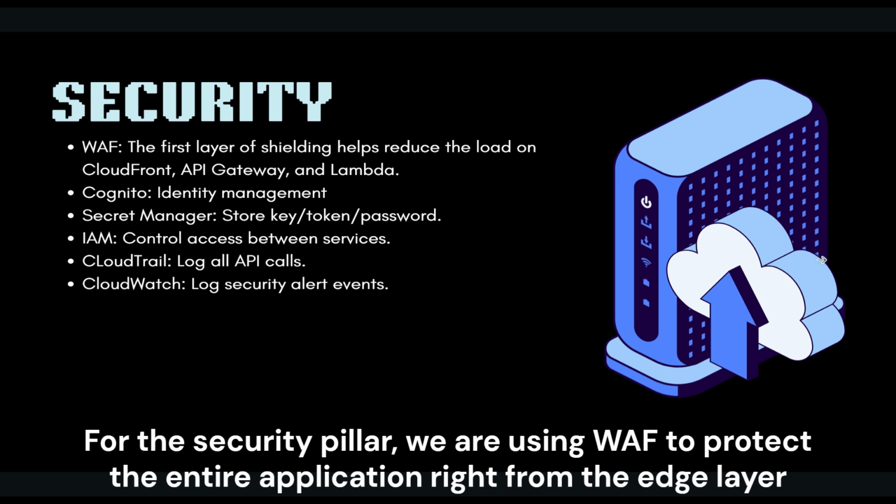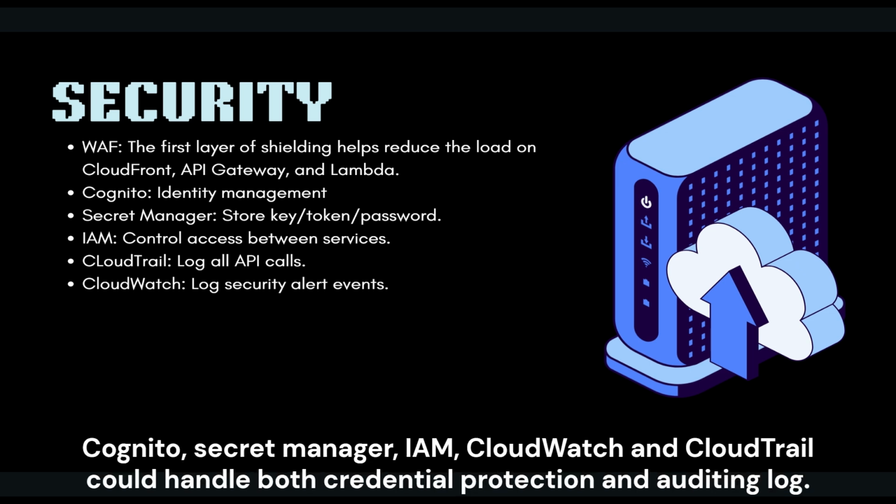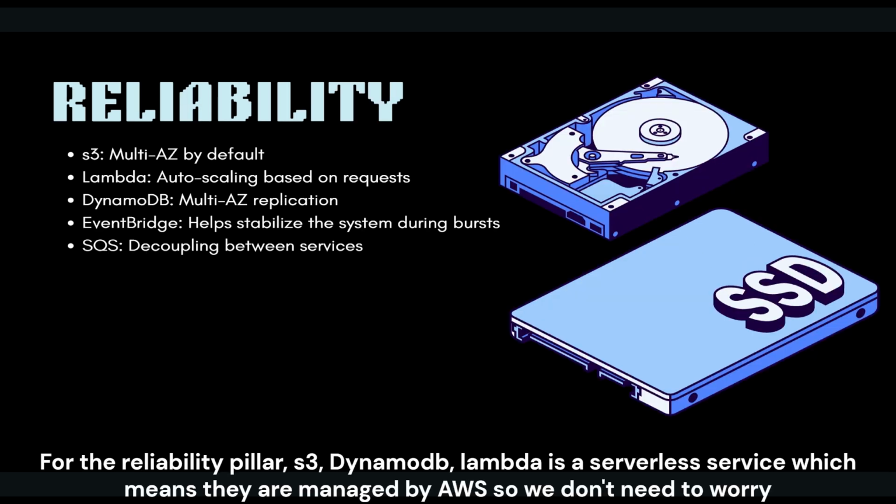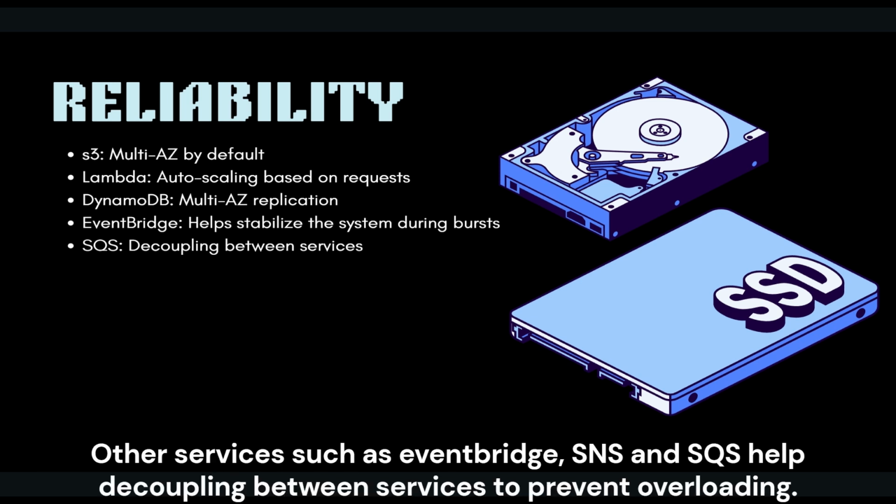For the security pillar, we are using WAF to protect the entire application right on the edge layer. Cognito, Secrets Manager, IAM, CloudWatch, and CloudTrail could handle both credential protection and audit logging. For the reliability pillar, S3, DynamoDB, and Lambda are serverless services, which means they are managed by AWS, so we don't need to worry about them. Other services like EventBridge, SNS, and SQS help with decoupling between services to prevent overloading.